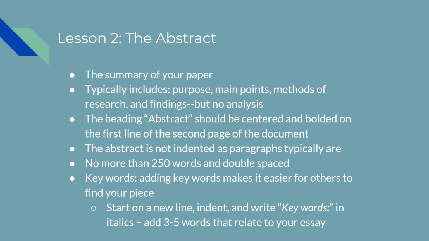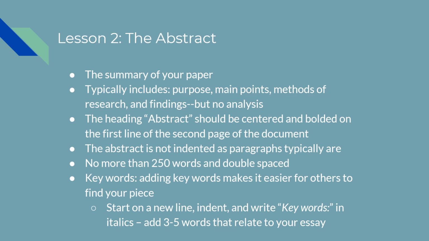The next major section of an APA paper is the abstract, and the abstract is basically a summary of your paper, and it typically will include the purpose, your main points, the methods of research, and the findings. But I will note you should not have analysis or your takeaways and interpretation of the research in the abstract. It should just be the main points.